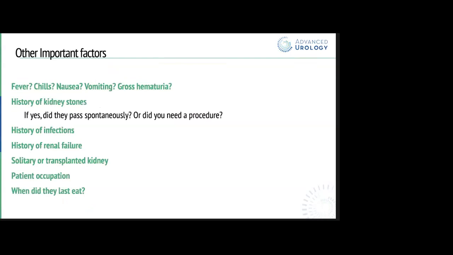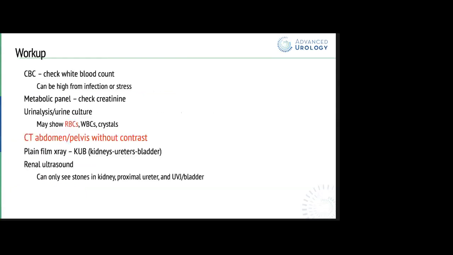The main thing you want to rule out is an infection. Did they have any fevers, chills? Did they have any blood in their urine? Did they have any history of kidney stones? And if they did, did they pass those on their own, or did they need a procedure for every stone they had? Do they have any history of urine infections in the past, or any history of renal failure? If they have a solitary or transplanted kidney, that's really more of an urgent issue and needs to be addressed immediately. And also their occupation. And lastly, when did they last eat, in case they may need an intervention.